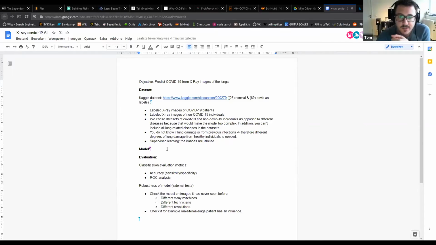Okay, so we actually found a data set with COVID-infected lungs and normal healthy lungs. We thought that we just need a data set of COVID and non-COVID, so other diseases are also okay to be in the non-COVID data set, because that would make the model too complex if it had to differentiate between different diseases. So I think that would not be the goal.